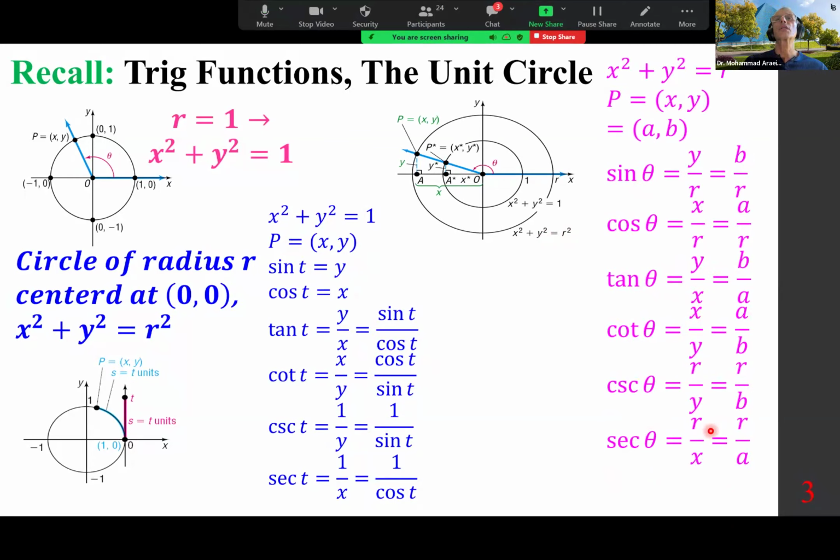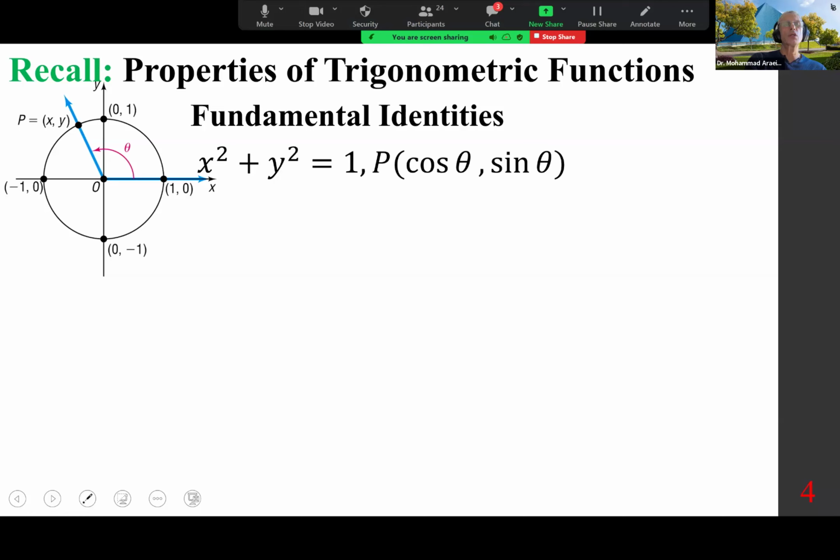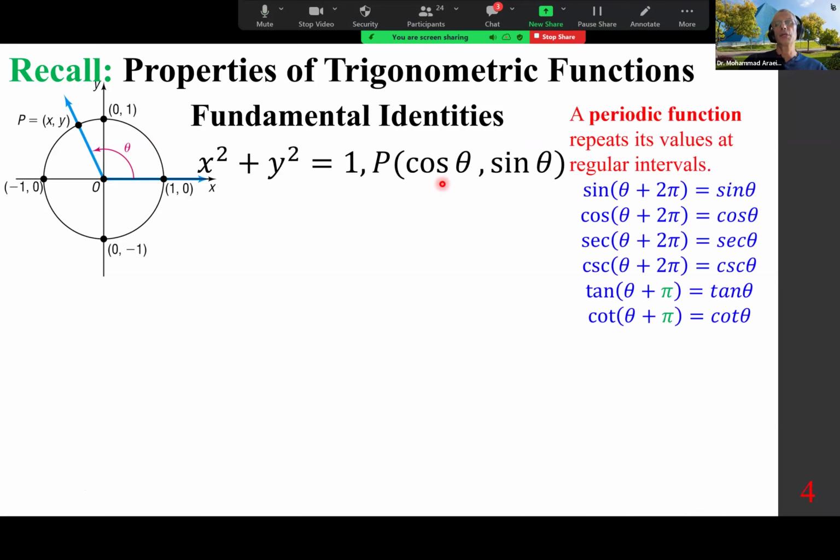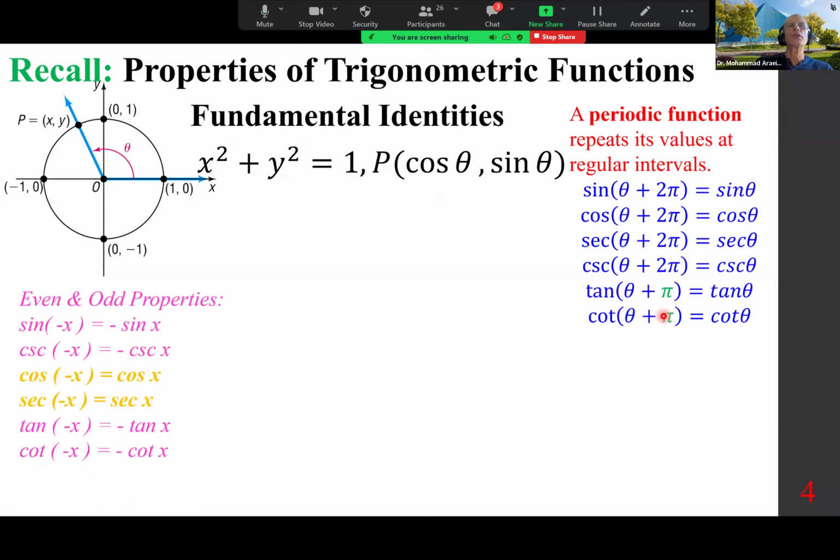Fundamental identities, starting with x squared plus y squared equals 1, where P has coordinates cosine theta, sine theta. A periodic function repeats its value at regular intervals. Every trigonometric function has 2 pi as its period, except tangent, which has pi as the period. Even and odd properties: every trigonometric function is an odd function, except cosine, which is an even function.